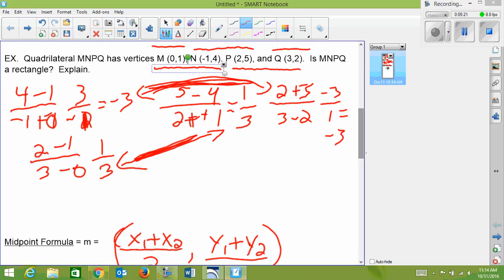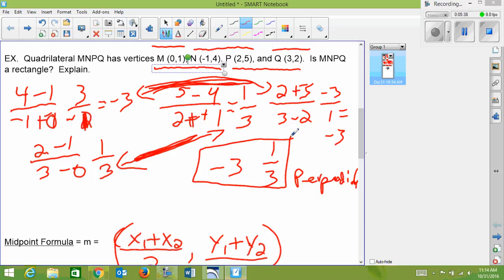But if I look at those slopes, what do negative 3 and 1/3 mean? They are opposite reciprocals, so that proves that the sides are perpendicular, which would make right angles, which would mean that yes, it is a rectangle. And your explanation would be that opposite sides are parallel and adjacent sides are perpendicular. So yes, that is a rectangle.